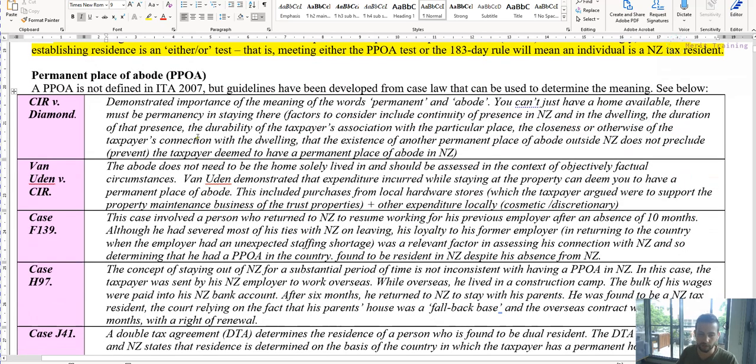But whereas if they were a global resident, if they were a New Zealand resident, based on the idea that they do have a PPONE here, they'll be assessed on all of their income. So it's going to make a big difference in the final answer of your question. So it's important to understand these.